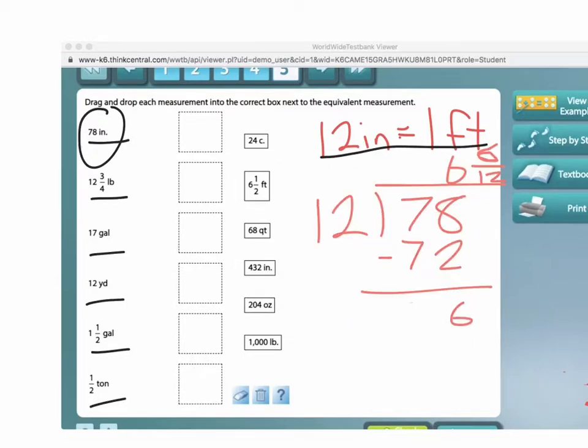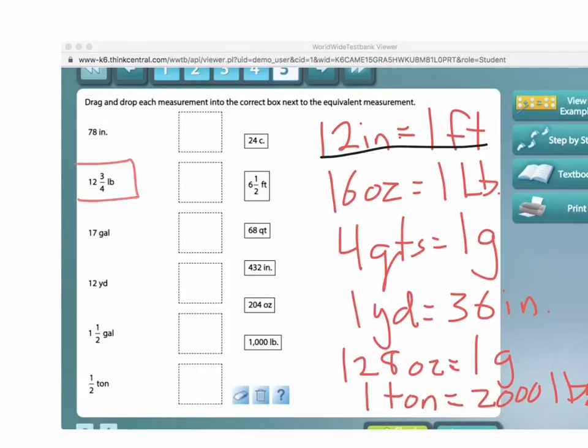I've gone ahead and done the division here. 78 divided by 12. So 12 goes into 78 6 times. 6 times 12 is 72. 6 left over, so there's 6/12 of a foot left over. And that 6/12 can be simplified into 0.5. So the correct answer is surely 6.5 feet.